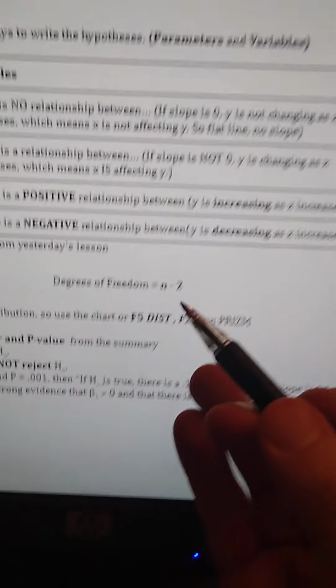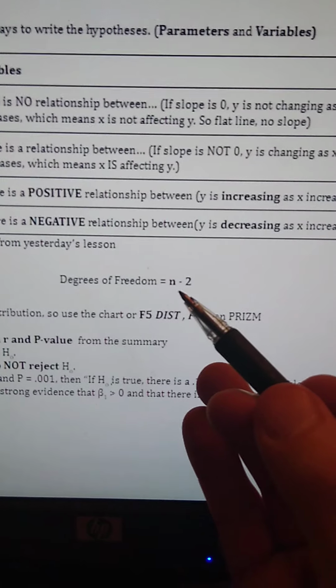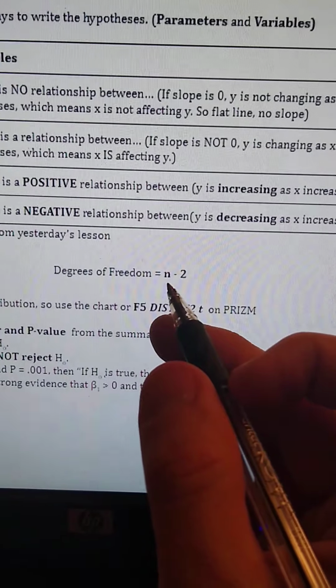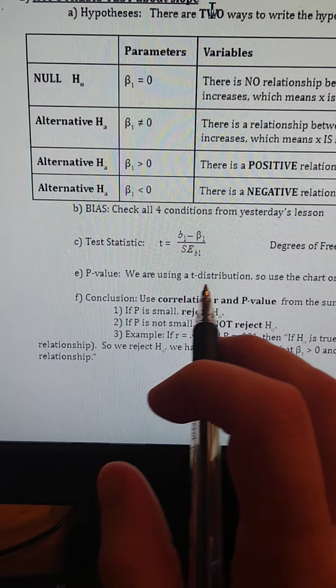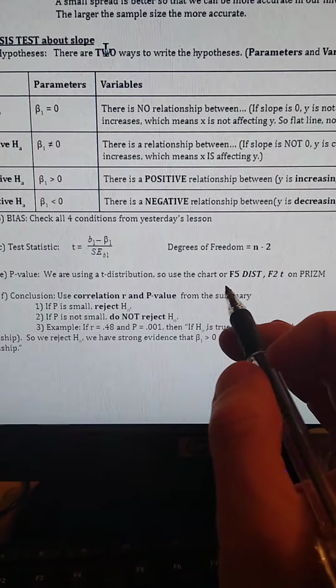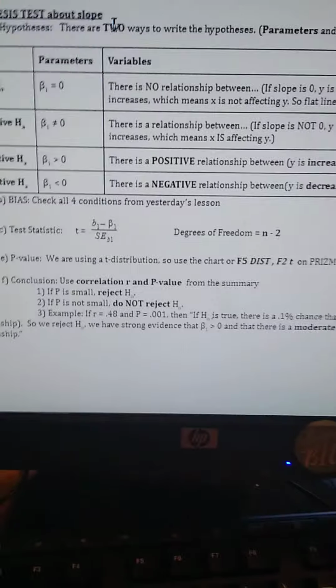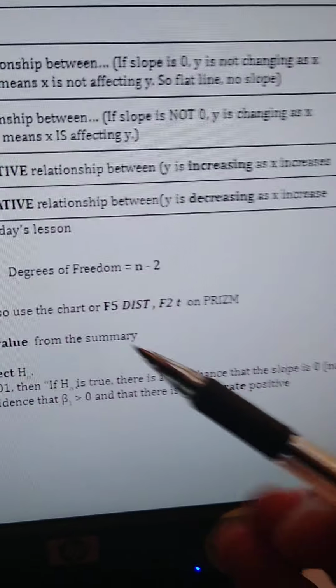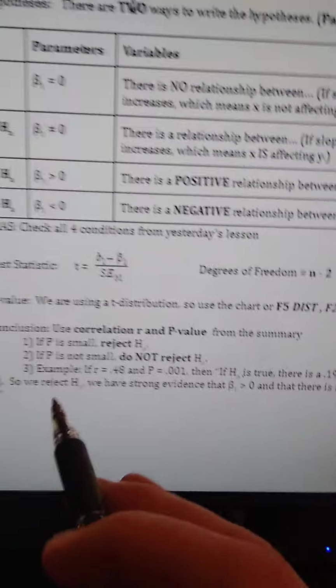Degrees of freedom here. We're dealing with n minus 2 because we're dealing with 2 variables. So no longer n minus 1, specifically n minus 2. And n is the number of data points. P-value. We're using a t-distribution. So we're going to look at the chart in the back of the book. Or we're going to go 2nd distribution, tcdf on the calculator. Make sure you know what your degrees of freedom are. So we'll be using this chart. Depending on what the degrees of freedom are is what we'll be looking at. I think it's easier just to go right to the calculator and do distribution t.